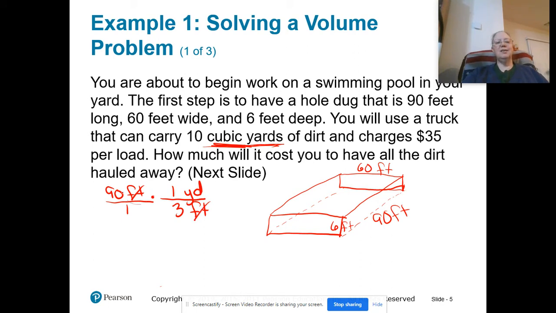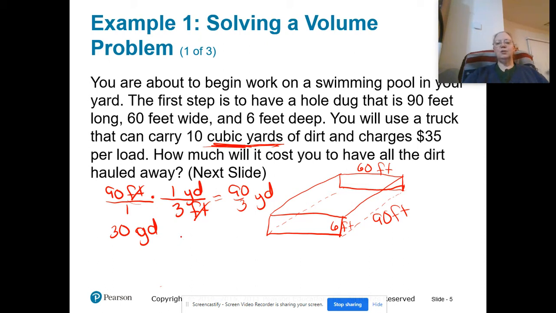So whatever unit this is, that unit has to go in the bottom so that it can be crossed out. Anything that matches on the top and the bottom, we can cancel. So if we're starting with feet, then in order to cancel, the feet have to be on the bottom. So 1 yard is equal to 3 feet. We're going to multiply these two fractions together, 90 times 1, 1 times 3, and we get 90 over 3 yards, which is going to give us 30 yards.